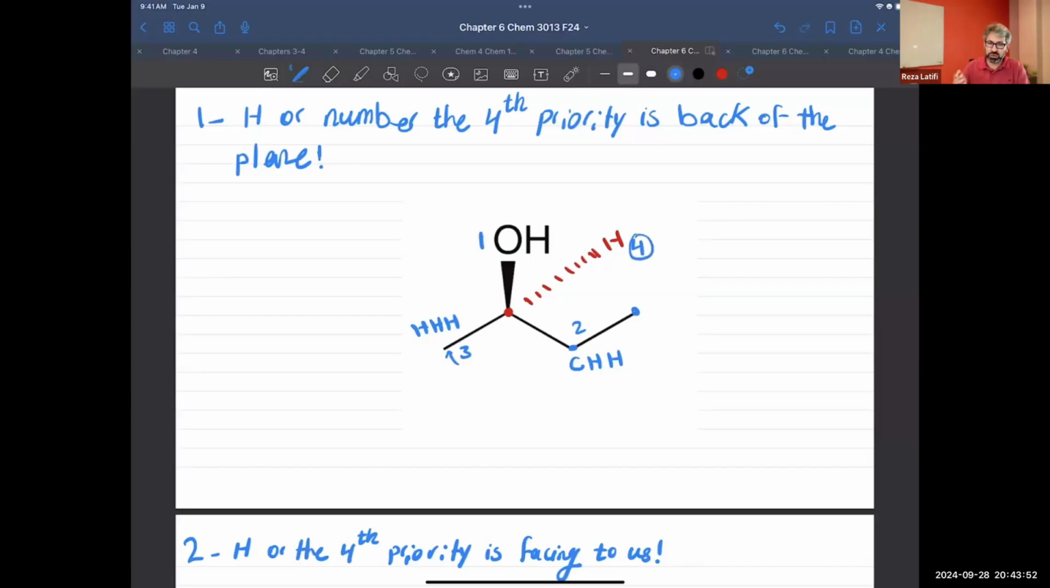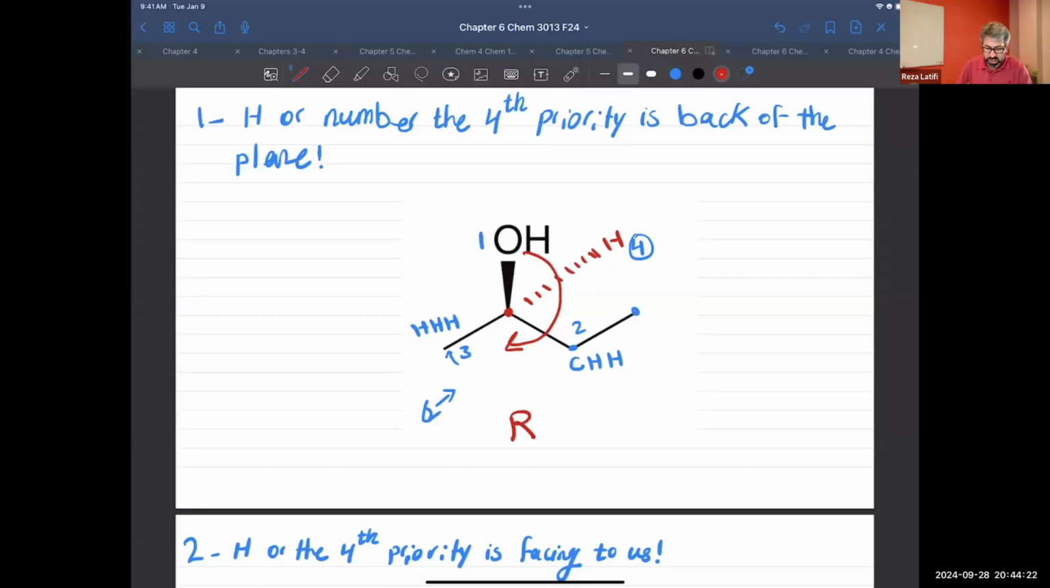Okay. Now follow those numbers, or look at the molecule in a way that the lowest priority will be back of the molecule. So I'm going to look at it from this side, and I will follow the order of this molecule. The order is showing me this is clockwise. And because it's clockwise, the configuration is going to be R. We are going to use R and S configuration to differentiate the enantiomers from each other.